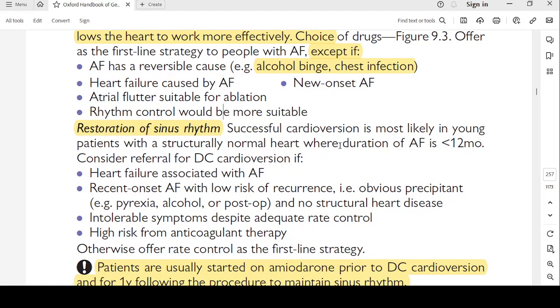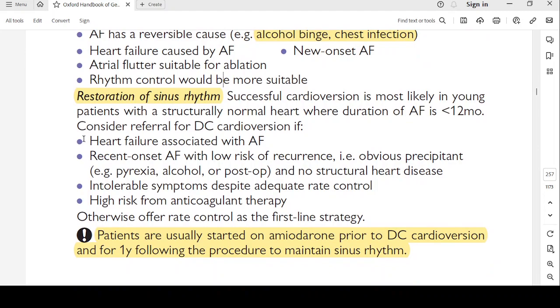Successful cardioversion is most likely in a young patient with a structurally normal heart where the duration of atrial fibrillation is less than 12 months. Consider referral for DC cardioversion. So in rhythm control, there are drugs which control the rhythm, and also there is DC cardioversion. You have to consider referral for DC cardioversion if heart failure is associated with atrial fibrillation, or recent onset atrial fibrillation with low risk of recurrence, that is an obvious precipitant, for example pyrexia, alcohol, post-op, and no structural heart disease, or intolerable symptoms despite adequate rate control, or high risk from anticoagulant therapy. Otherwise, you offer rate control as the first line strategy.